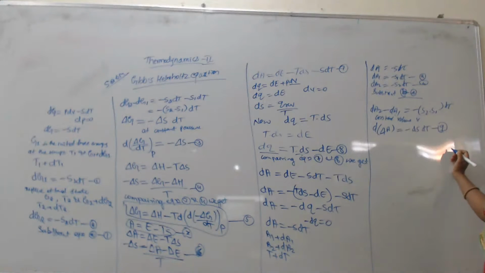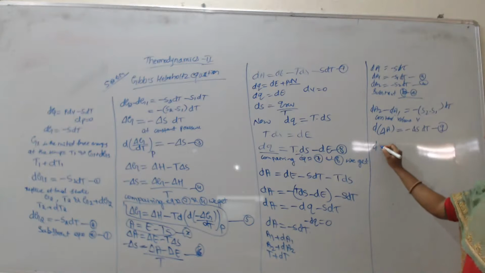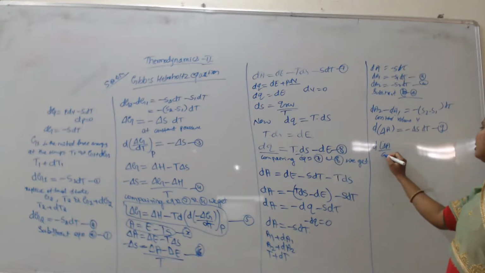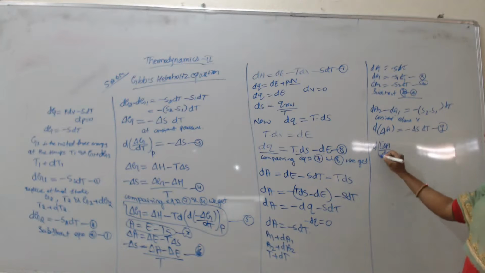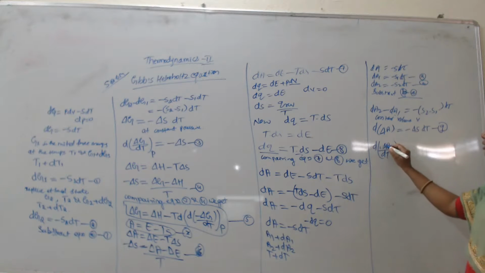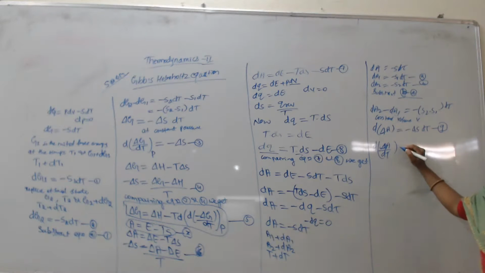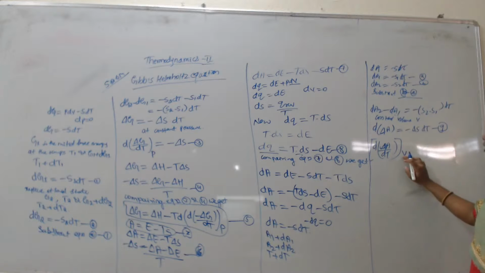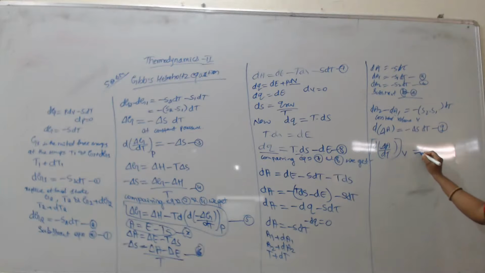And finally, d into delta A divided by dT at constant volume is equal to minus delta S. This is equation number 10.